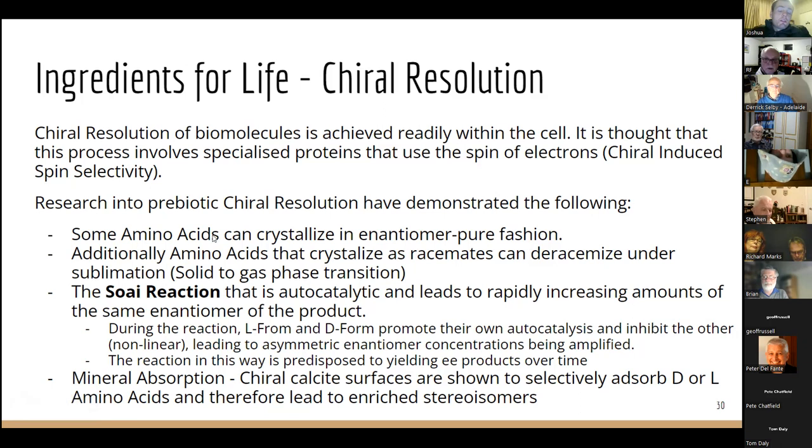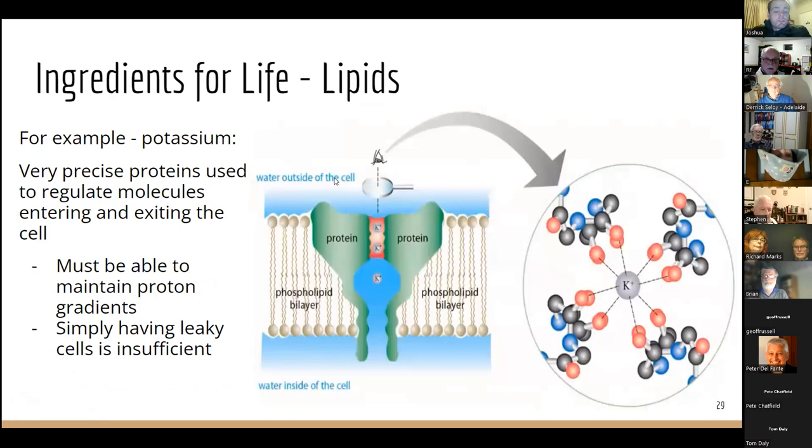I suppose, based on what you just said, that's why the lipids were such an important feature, because they effectively protect whatever they're trying to chemically evolve inside the little bubbles.